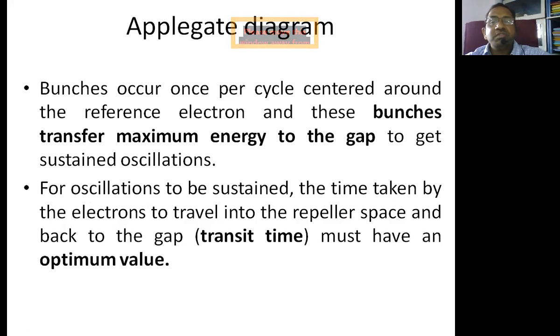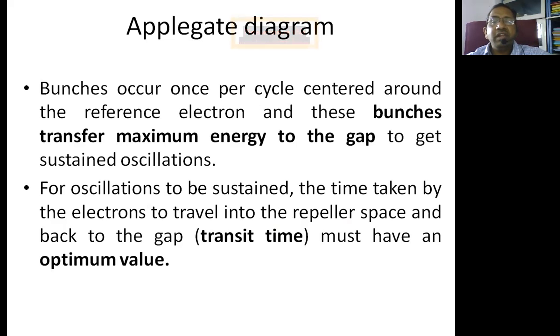So for oscillations to be sustained, the time taken by the electrons to travel in the repeller space and back to the gap, known as the transit time, must have an optimum value. In order to form bunches, not all the electrons are going to form the bunches. Only electrons which happen to come at a particular moment are going to form the bunches. Therefore, the transit time should be an optimum value to form a bunch. This is one of the important criteria that you have to bother about.